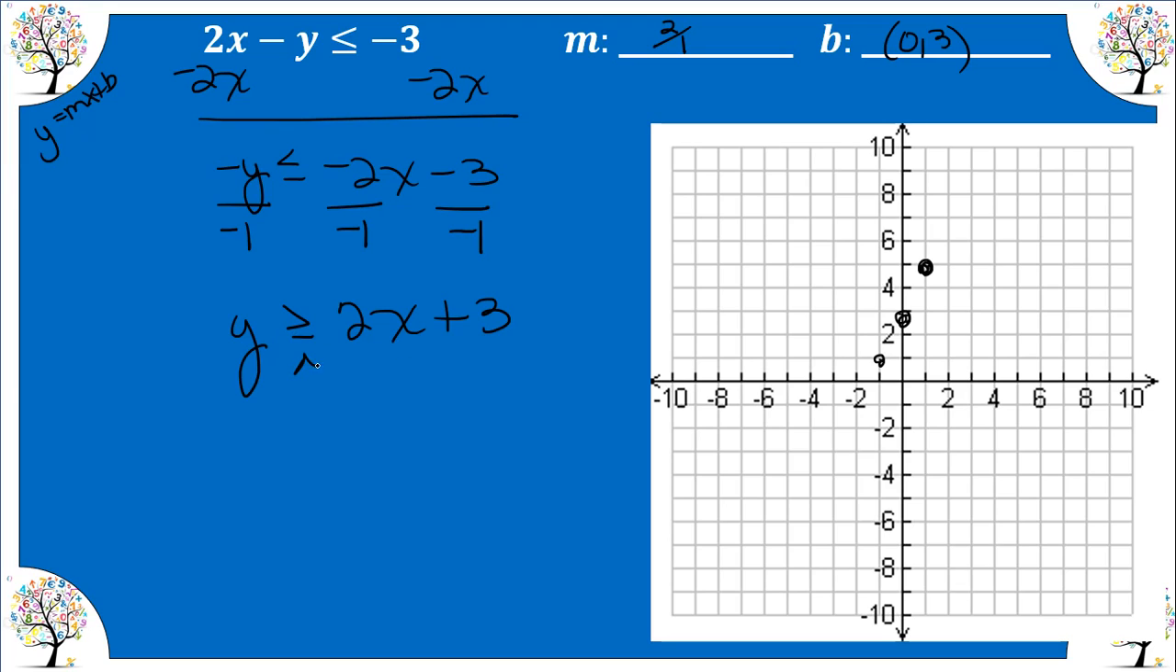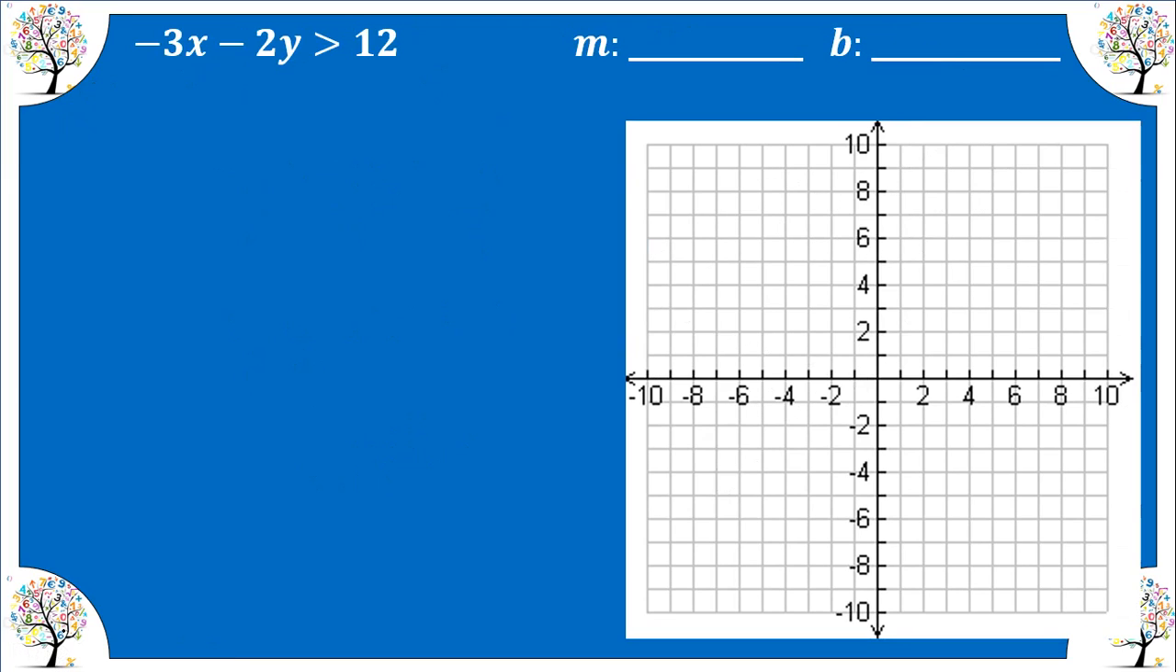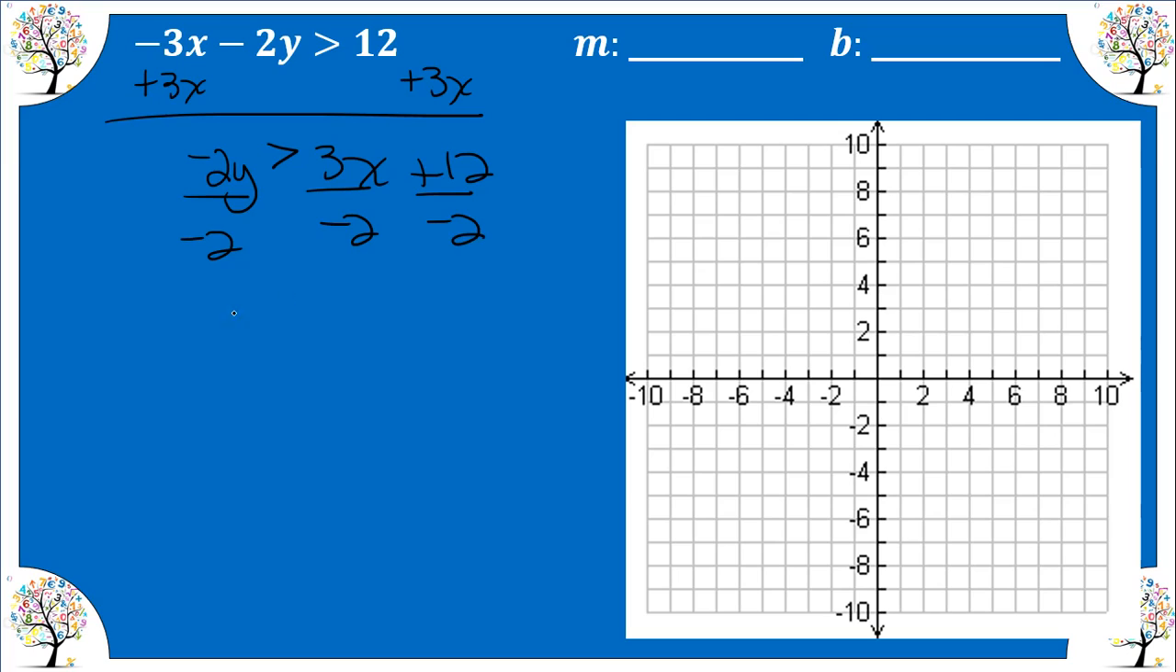I'm going to pause and notice that it is solid, so this is a closed boundary line, so all these points are included. And it says y is greater, so the upper half. Let's solve this one. We're going to add 3x. We're dividing by a negative, so we are going to flip the inequality.